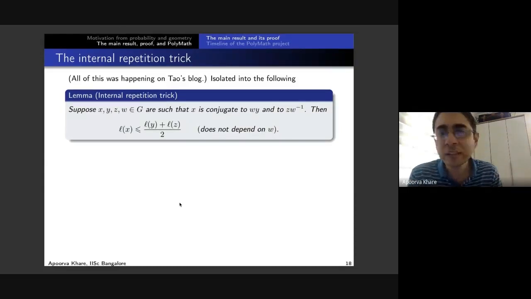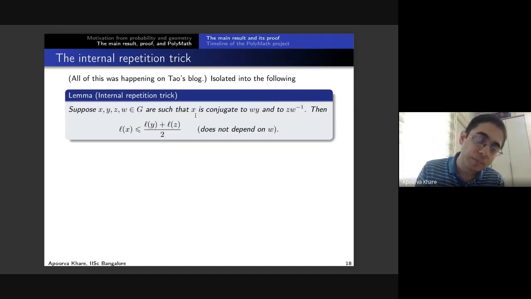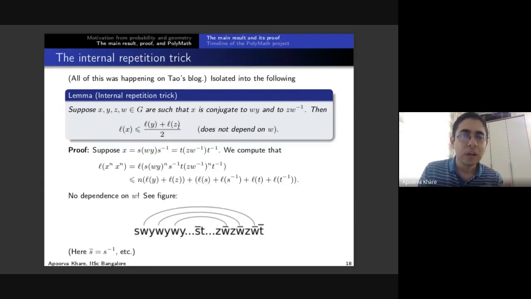Suppose I have four elements in any group with a homogeneous length function, such that x is conjugate to wy and to z times w inverse. Then the length of x is bounded above by the average of these two things. And the remarkable thing is the right hand side does not depend on w. x is conjugate to wy, x is conjugate to z w inverse, but the right hand side doesn't have w. So why is this true? And the proof is actually explainable over here. This is the end of the proof.